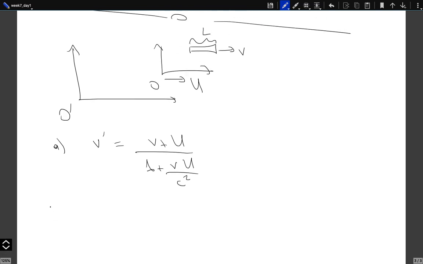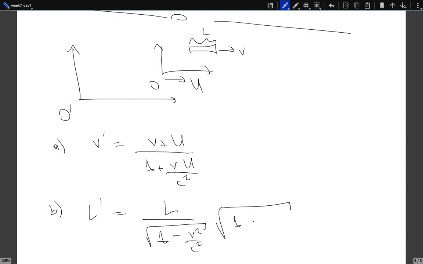What is the length of the object? Using length contraction, first you had to find the length of the object in its own rest frame. L is already the contracted length, so in its rest frame it should have the length L over the square root of 1 minus v squared over c squared. This is its length in its rest frame. And now it is length contracted, and it's moving with a speed v prime. This is the length that it will be measured to have in the O prime reference frame.